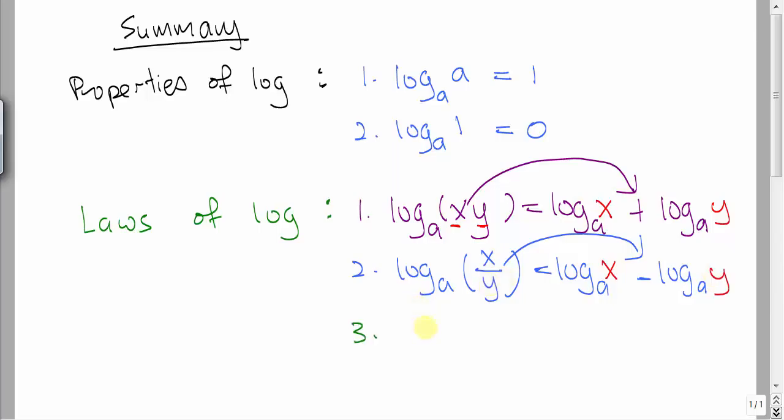Third law of logarithm, we have seen that if we have x to the power of n, this n here can be brought down. So it will be n log x with the same base a. This is n multiplied by log x base a.